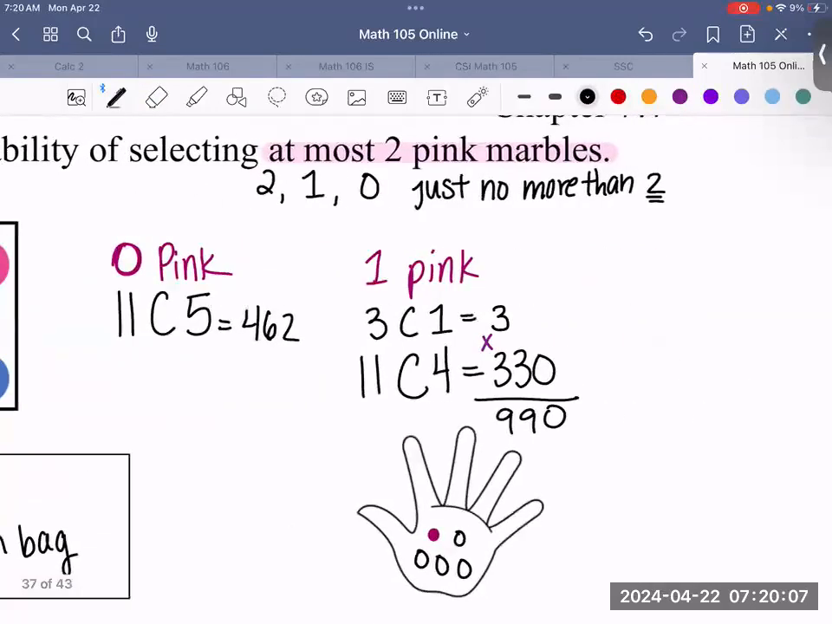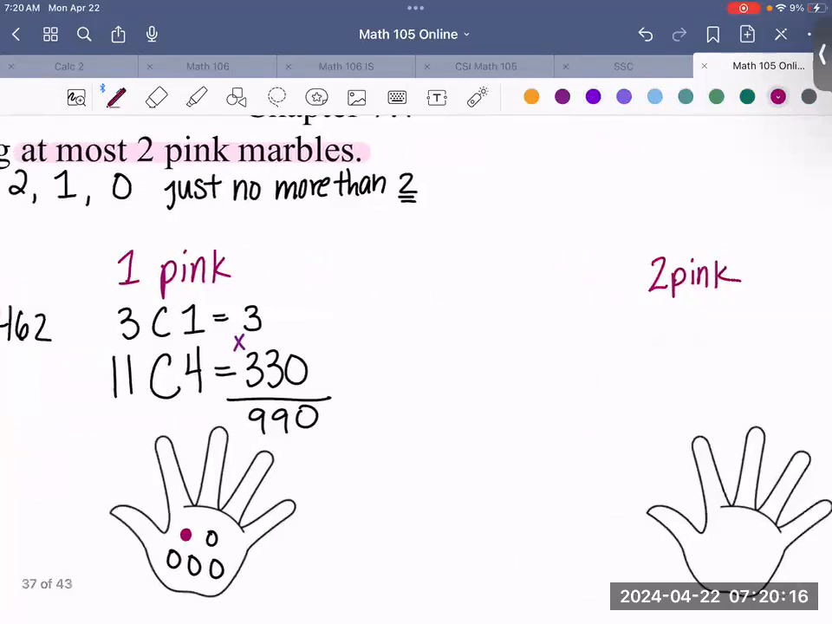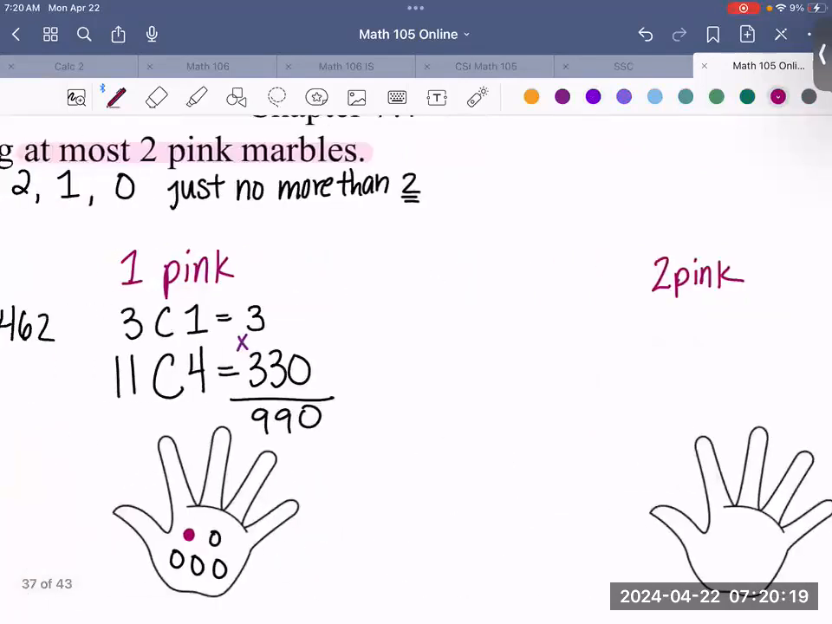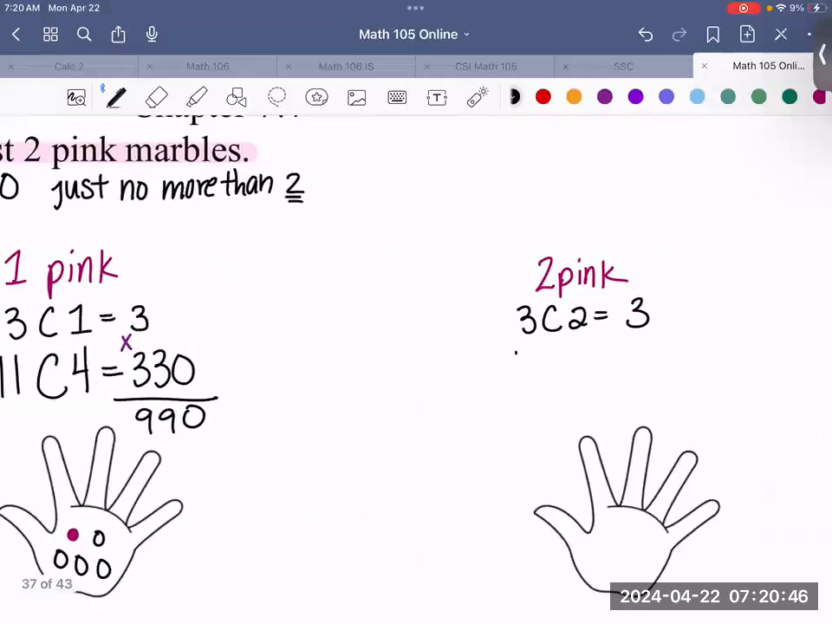Let's try it again with 2 pink. Go over here and do 2 pink. Space them out so far apart. 2 pink. So of my 3 pink, I'm going to get 2 of them, of which there's 3 different ways. So these 2 pink go in hand, and this one gets discarded. We're not allowed those 3 pinks, right? So discard, we still have 11 to choose from. I have 2 in hand.